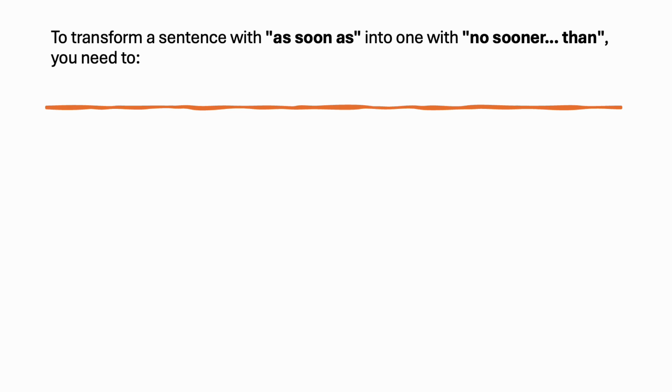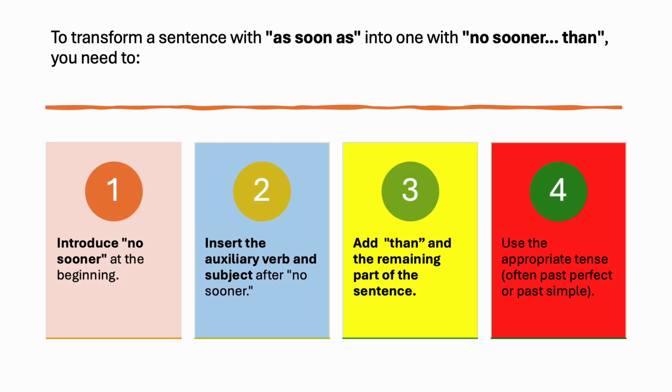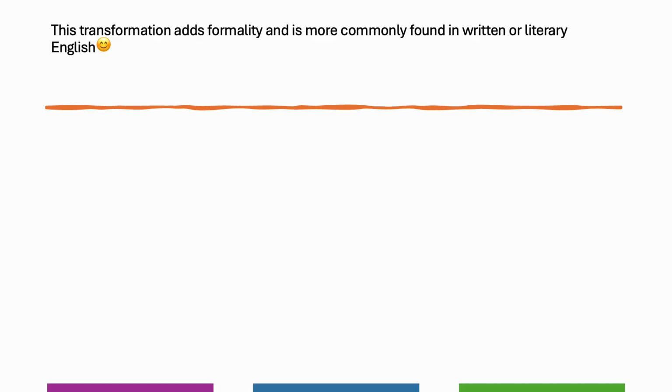There are 4 steps to transform the sentence that begins with as soon as into no sooner than. So what are the steps? First is, instead of as soon as, we'll use no sooner. Then we'll insert an auxiliary verb. Then we have to use the word than, and then the remaining part of the sentence. Remember, don't change the tense.